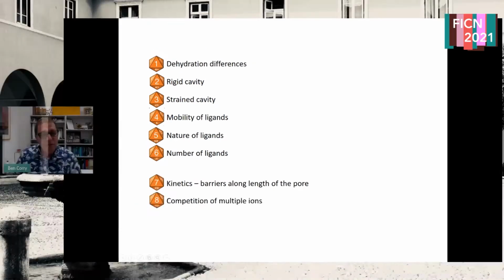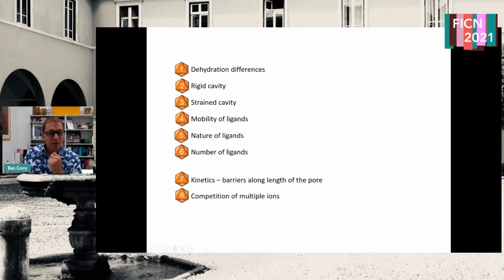Okay, so we talked about the first 6 mechanisms. I've introduced the 7th mechanism, which is about kinetics, the barriers along the length of the pore. And I want to just finish up because I know we're getting towards time, and the last one's quite complex, and that's to look at the competition of multiple ions inside the pore.